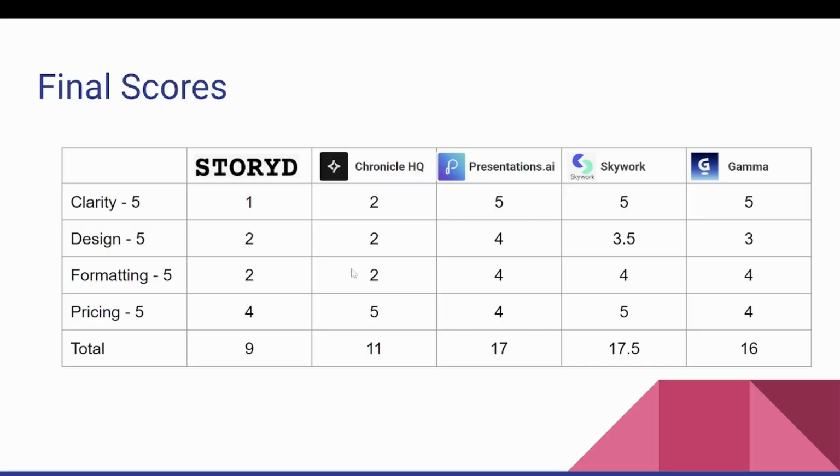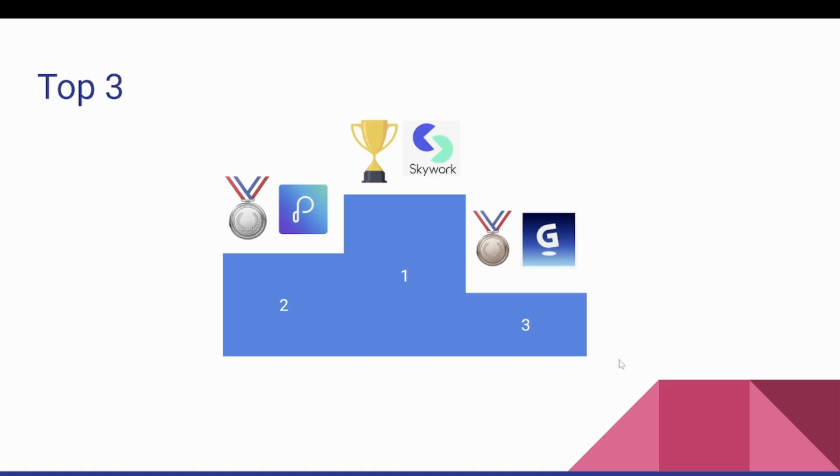We have Storied with 9 points, Chronicle with 11, Presentations.ai with 17, Skywork with 17.5, and Gamma at 16. So based on this review, I would place Gamma in third place, Presentations.ai in second place, and Skywork in first place. Well, that brings an end to this video.